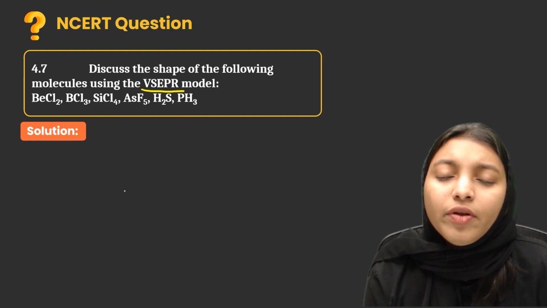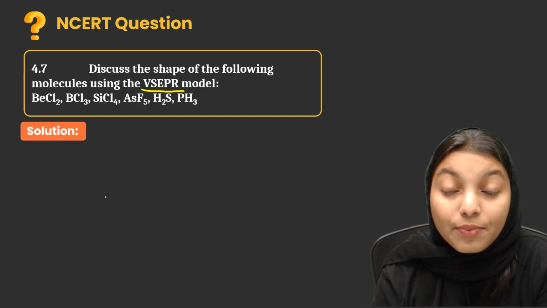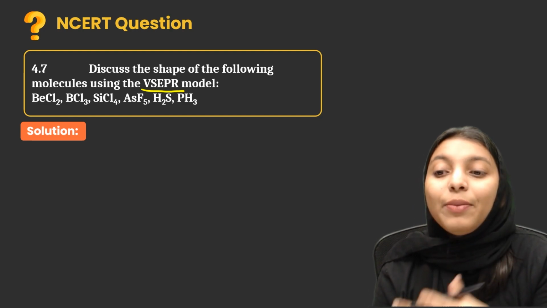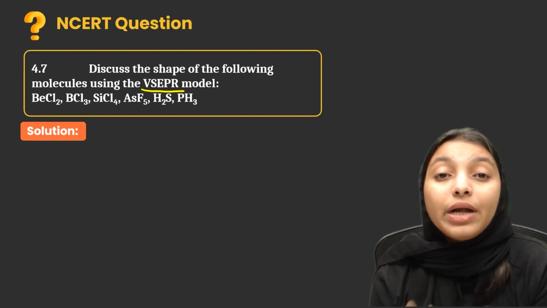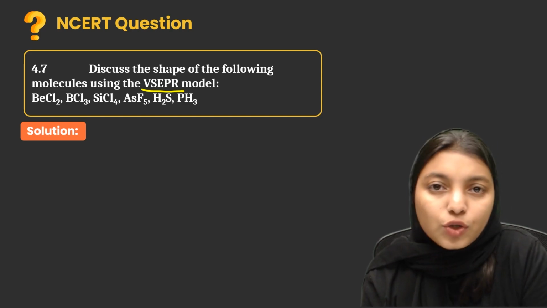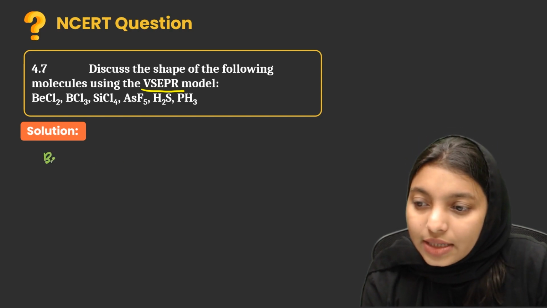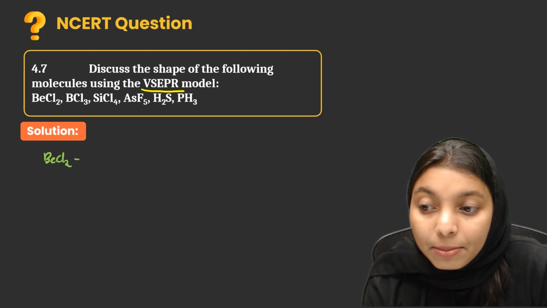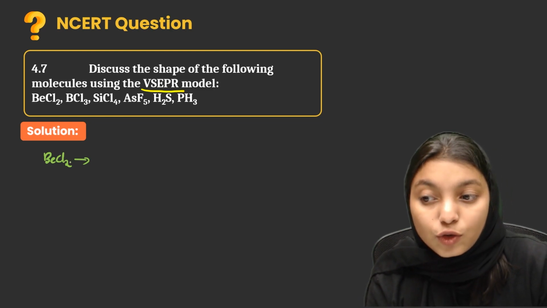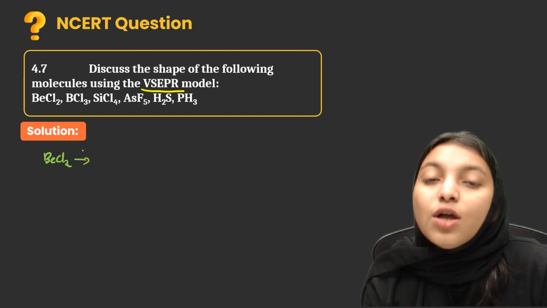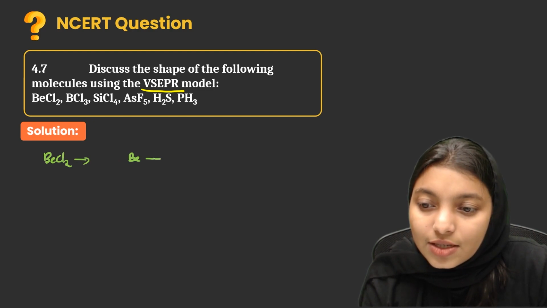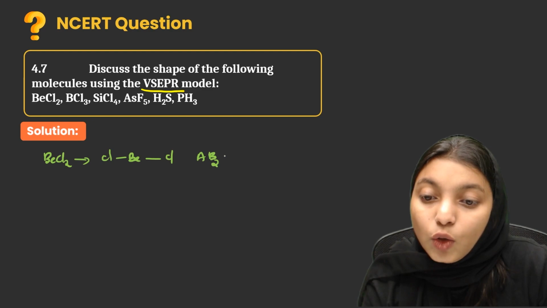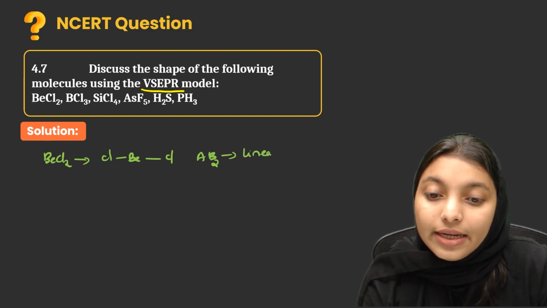So on that, what we will be considering is which is the central atom, what is its number of valence electrons, how many bonds it has made, and based on that we will predict the geometry of that molecule. So let's do that. BeCl2: from that we can say Be is the central atom, and Be is having two outermost electrons and two of them have made bond with chlorine. So we can say it is of type AB2, so that must be linear in geometry, right?